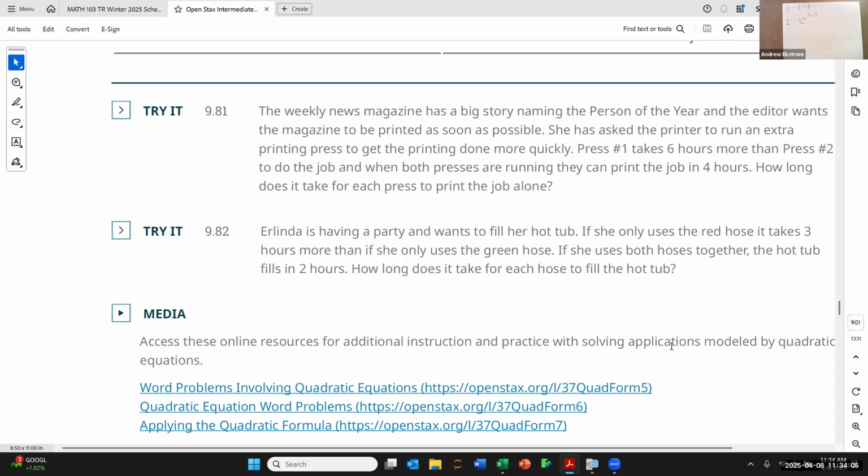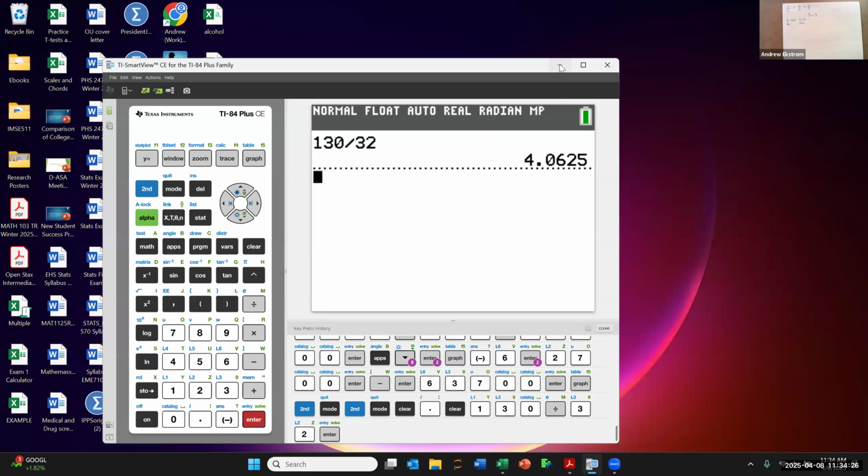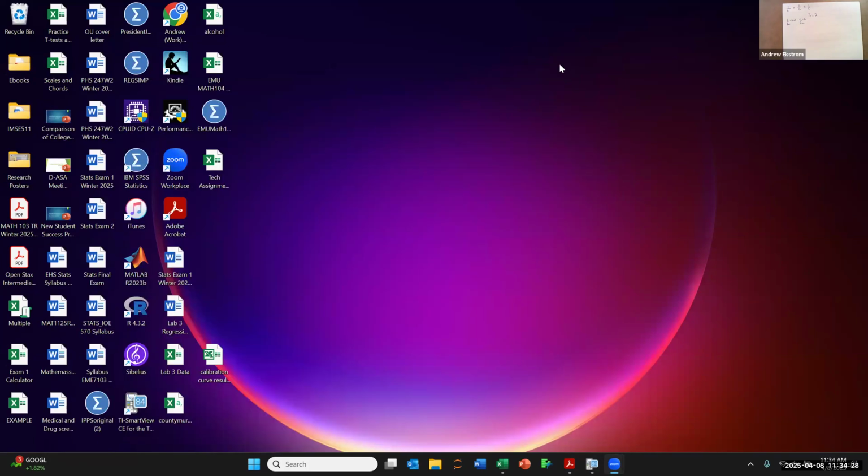And again, I know that you can't see anything that I'm writing down yet. I'll show you in a moment. And it says the red hose takes 3 hours more than if she only used the green hose. So T2 plus 3 is equal to T1. Now we're almost ready to do a thing. So we've got 1 over T2 plus 3 plus 1 over T2 equals 1 over 2.